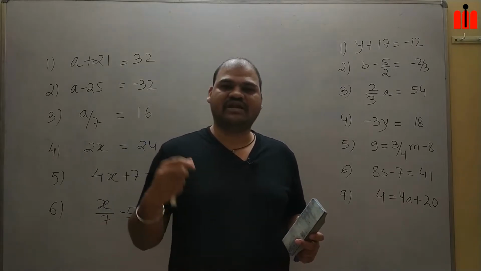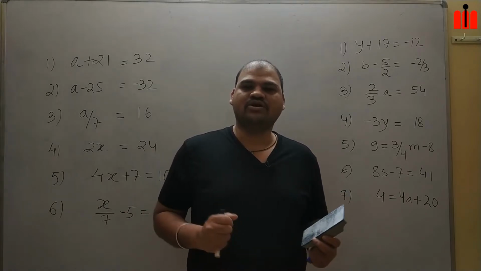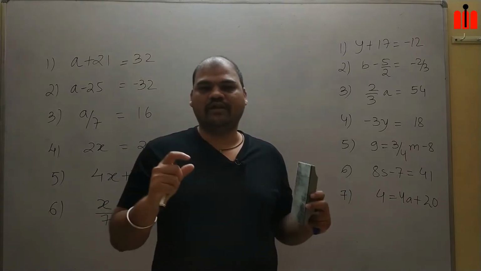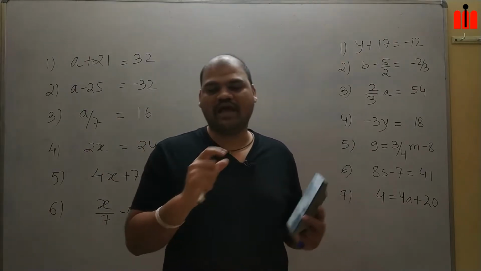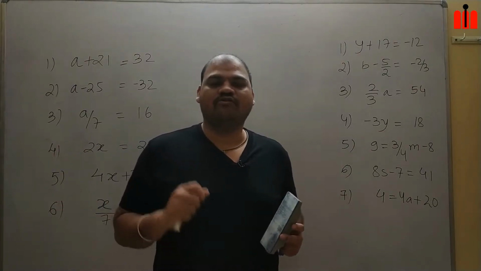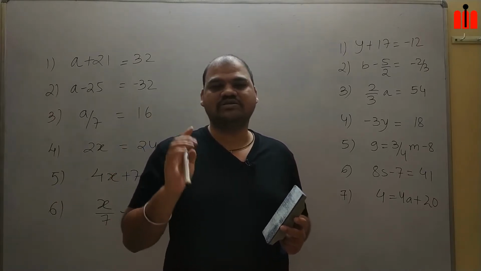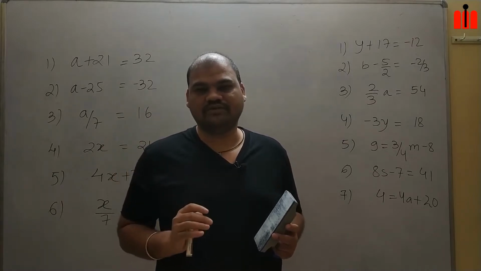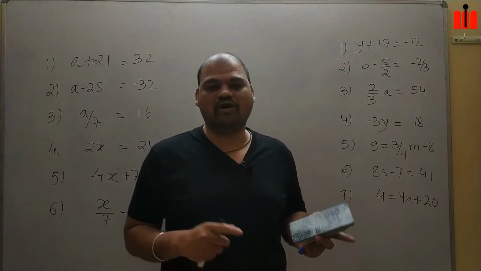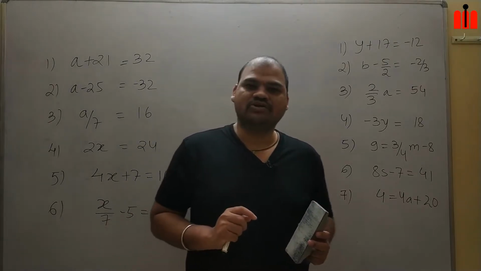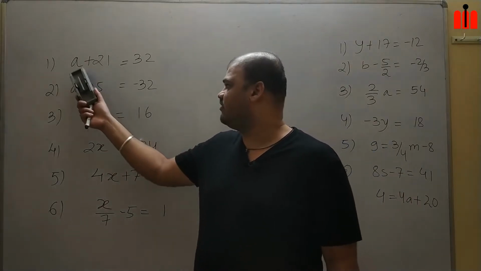Variables generally will be x, y, z, a, b, c, anything. There will be an equation which will be having these variables. Once you solve for the variables in that equation, it is known as solving the equation. So if someone is asking you to solve the equation, that means you have to find the value of the variable. Here only one variable is there.